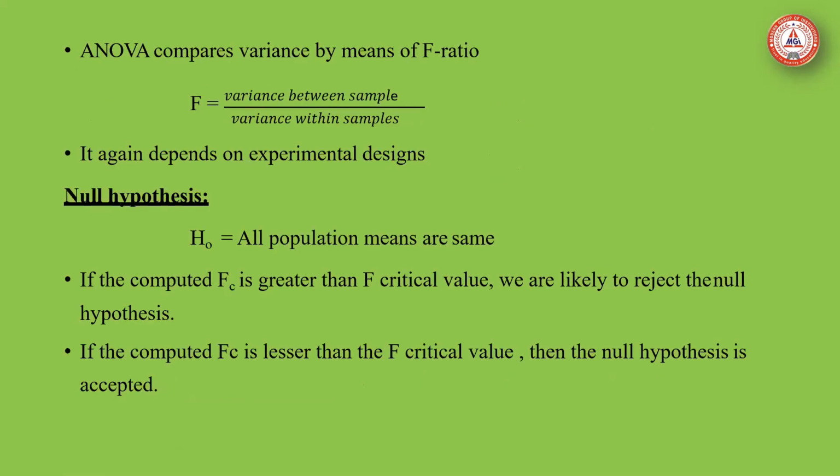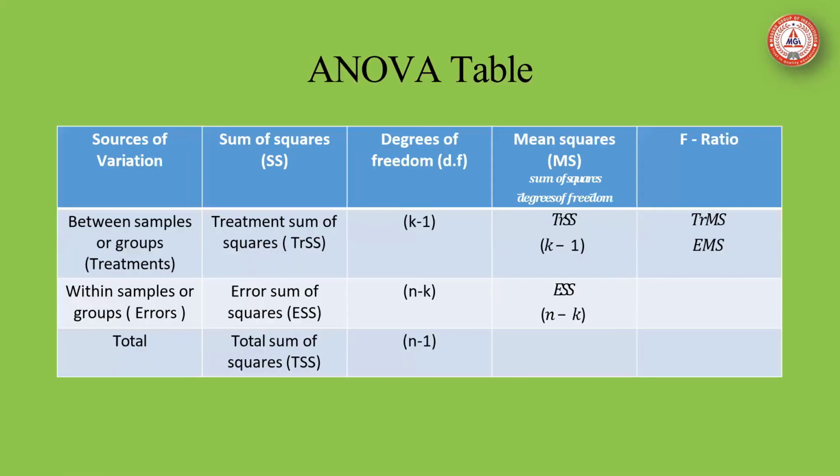How can we calculate ANOVA? Compare variance by F ratio: variance between samples, variance within samples. It again depends on the experimental design. Now, according to the null hypothesis, all populations are same. If computed FC is greater than F critical value, we are likely to reject the null hypothesis. If FC computed is lesser than the F critical value, then the null hypothesis is accepted.